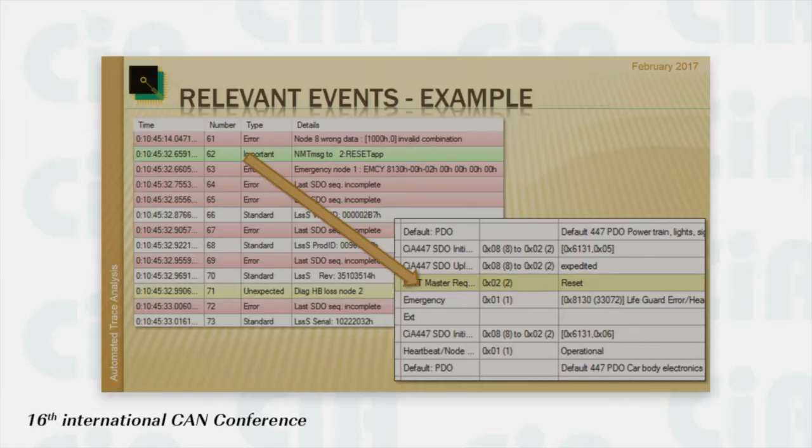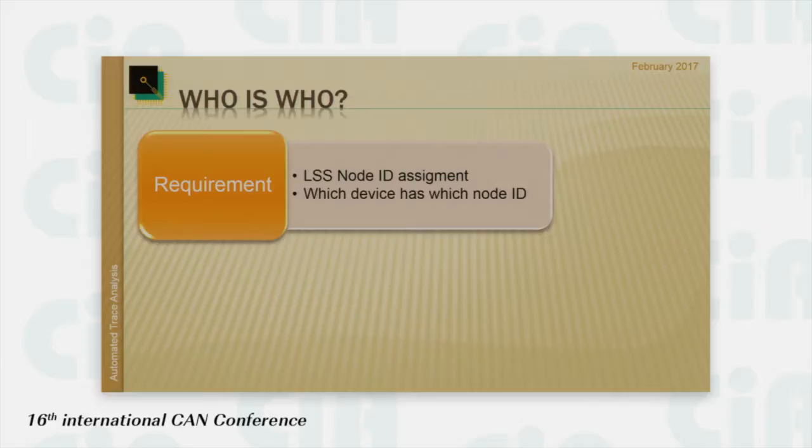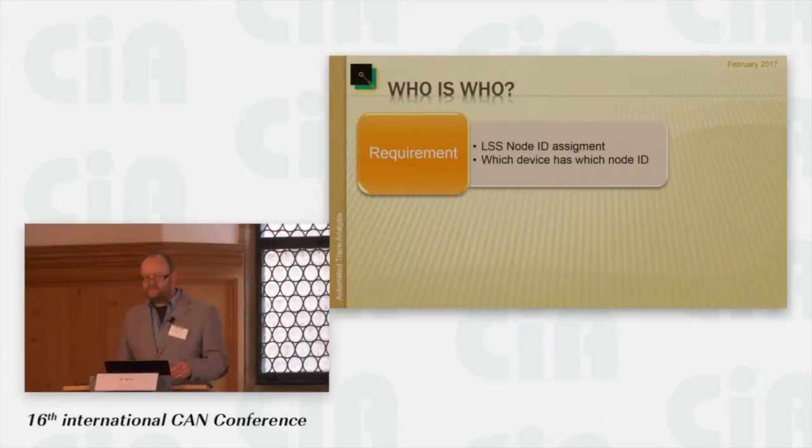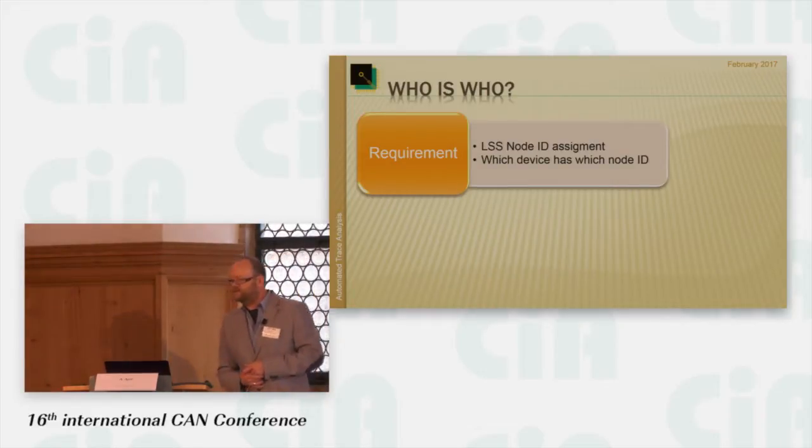So that already looks like a good start, but of course I have more requirements for you. We have seen in some of the traces that the LSS node ID assignment didn't work, or the node numbers change. So what can you really do to help me show which device is which in a trace?